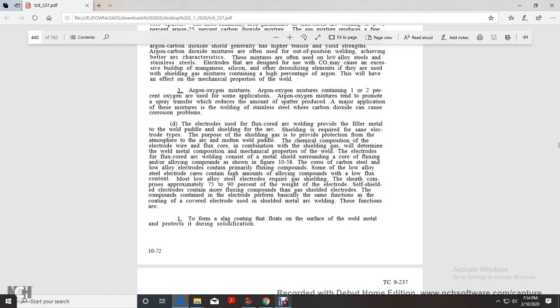The purpose of the shielding gas is to provide protection from the atmosphere for the arc and the molten weld pool. The chemical composition of the flux core electrode wire, combined with the shielding gas, will determine the chemical composition and mechanical properties of the weld.